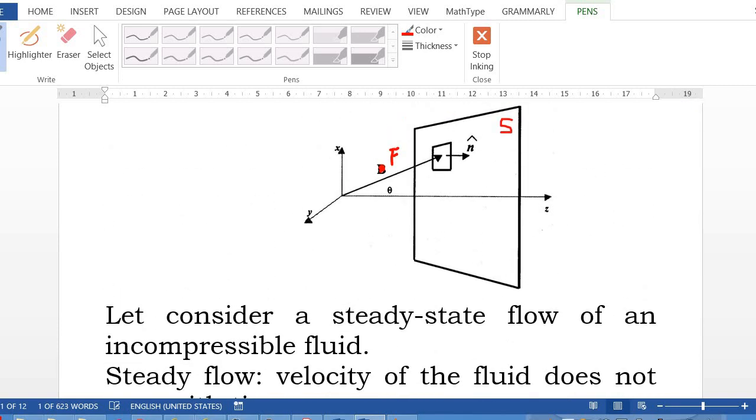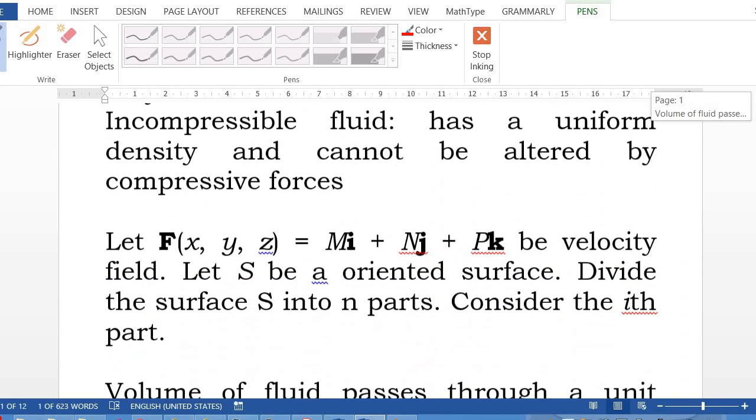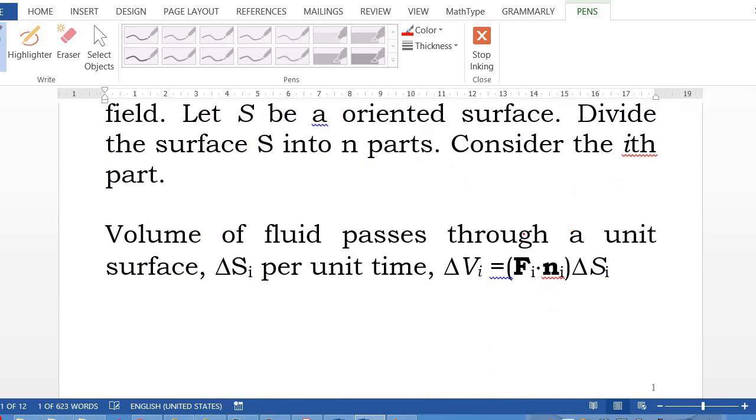We have a space S, and then we have a fluid with velocity F passing through. Let's say this is a small portion of the space S here. So a small portion of the surface S, delta Si, and the volume of fluid passes through delta Si per unit time. F is a velocity. Remember velocity in SI unit is meter per second. This is a small unit of space.